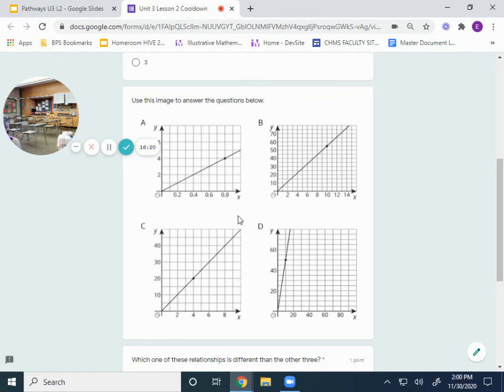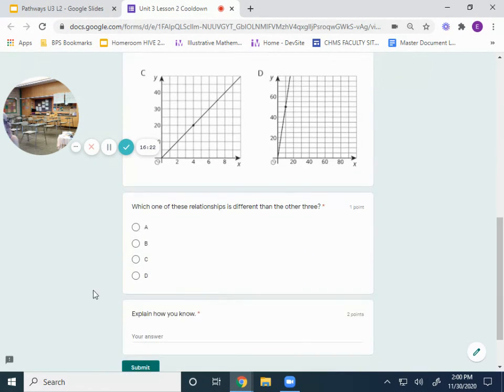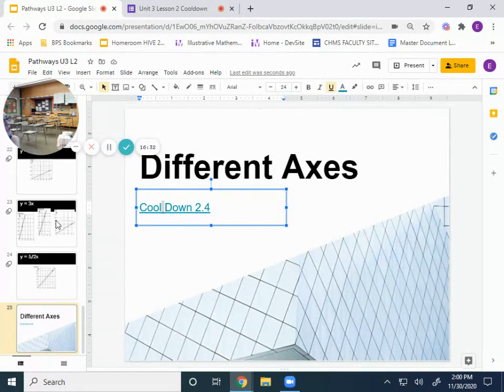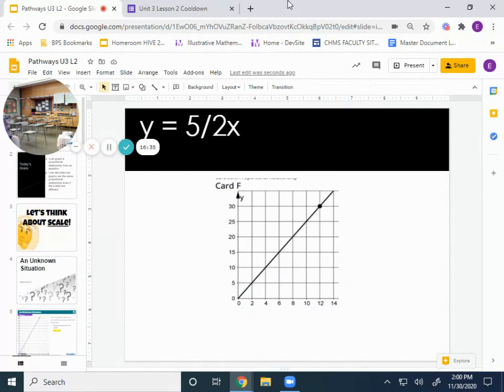So you need to calculate all 4, and figure out which one does not have the same slope as the other 3. And then tell me, how did you know that that one had a different slope? Boom, easy, not too bad. Hit submit when you're done. Once you finish going through all these activities here, you can hit turn in on this assignment.